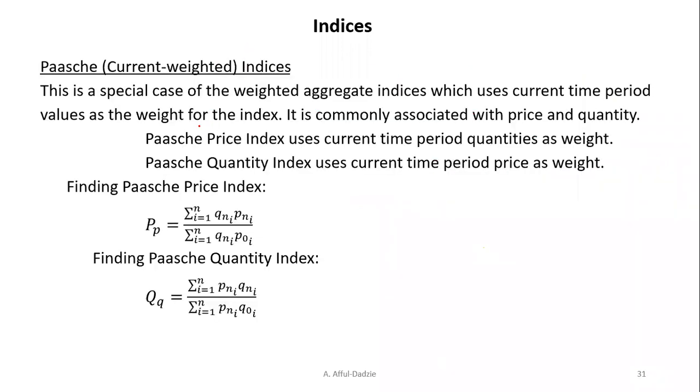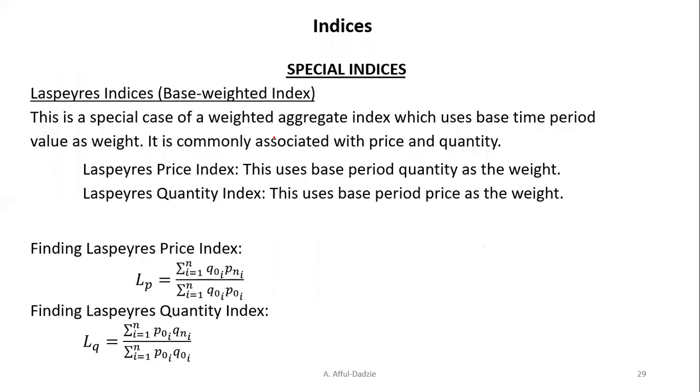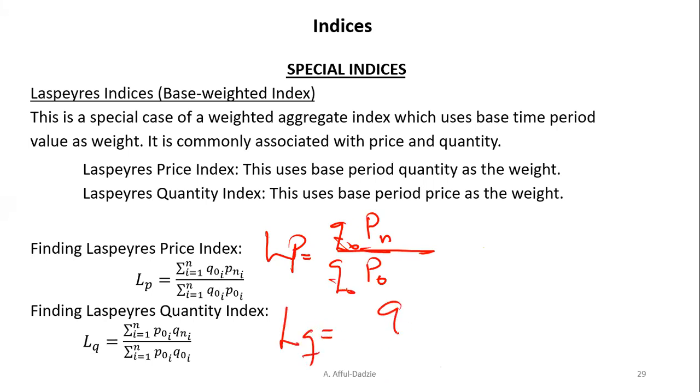The other one, sir, please, I don't understand. Yeah, you have to understand. Look at what we have done. You can't just say that. What don't you understand? Go back and look at what we have written here. We're saying that for the Laspeyres price index, you know the price index is Pn over P0. This is current price over base price. Use the base quantity as the weight. That's all. If you're finding the Laspeyres quantity index, we know it is current quantity over base quantity. Use the base price to be the weight. So what don't you understand?